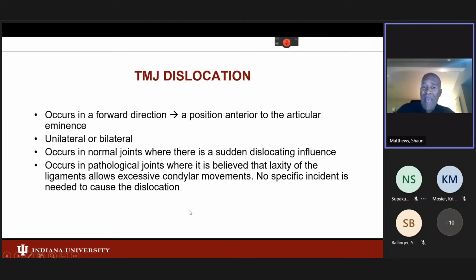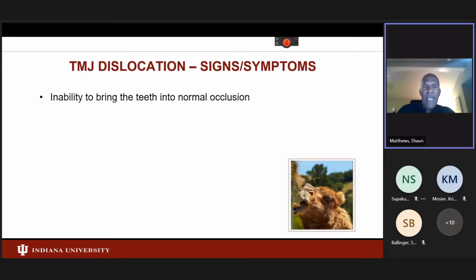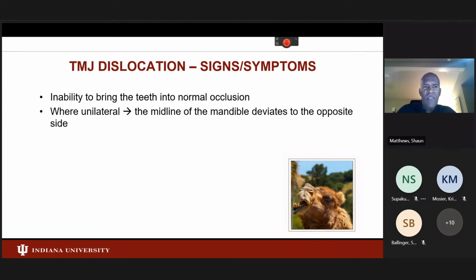It can be seen in patients with pathological joints where there's natural joint laxity of the ligaments we described earlier and excessive condylar movements. For example, the elderly patient. There's no specific inciting dislocating episode in these patients. Things are just loose. Now, for the dislocated jaw joint, patients cannot get their teeth together. The teeth will not touch. They'll be gagged open in occlusion.